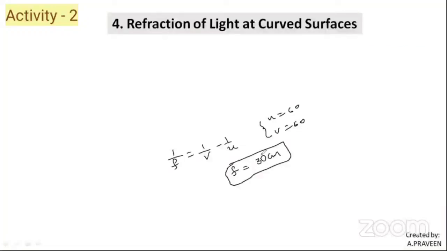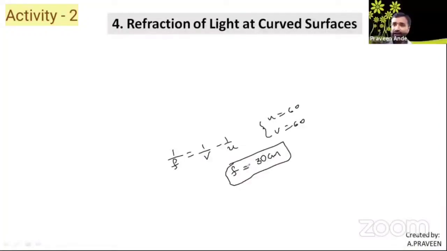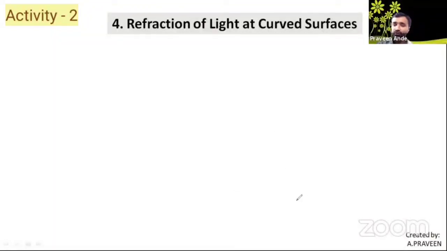So that same lens I am going to use for this activity number 2 here. Practically, the lens whose focal length we calculated in the lab activity, that same lens I am going to use here, right? With that we are deciding whether the focal length of the lens depends on the surrounding medium or not.